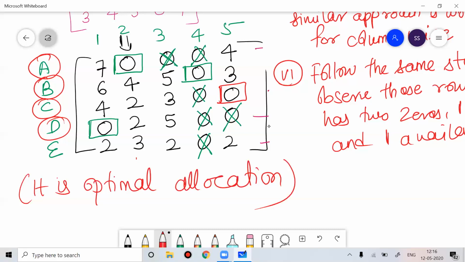The optimal allocation is where every mechanic gets one job and every job is got by one mechanic. Then that allocation would be the optimal allocation. The allocation you're seeing now is not optimal, so you have to make it optimal. For that we'll play a game. Remember, for the optimal solution in the transportation problem, we followed the game of the UV method. Similarly, we will follow a similar game here.